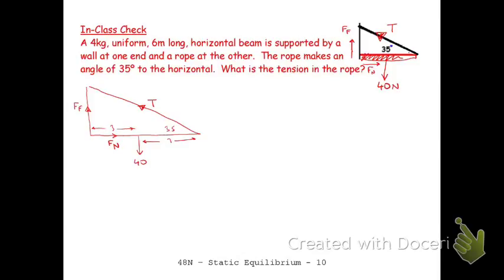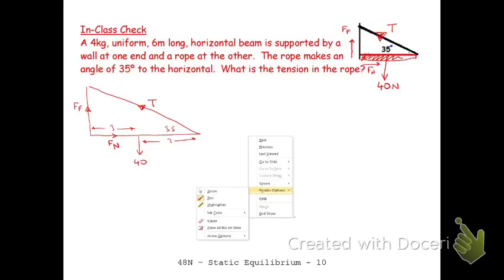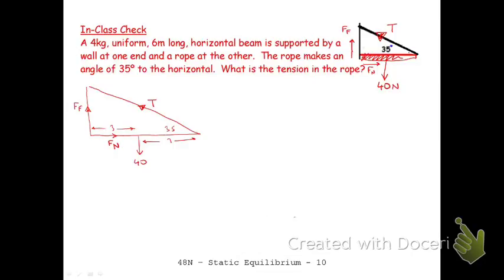Let's have a look. The rope makes an angle of 35 degrees. What is the tension in the rope? So let me change the color of my pen so that you can see different thinking at different points. Okay. So where am I? So first of all, is this object in equilibrium? Yes. So therefore, the sum of the forces equals 0, and the sum of the torques equals 0.